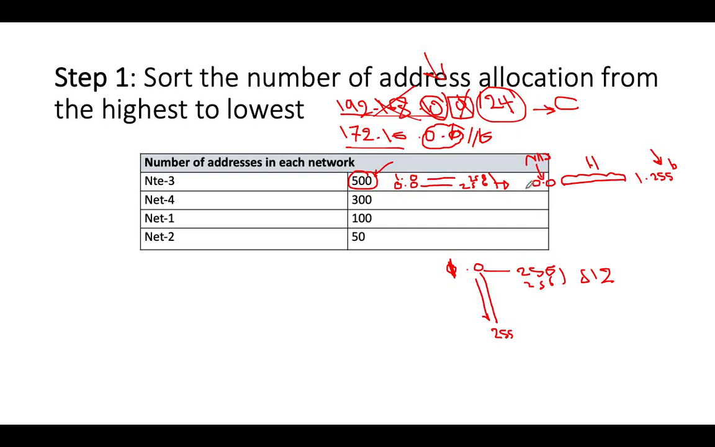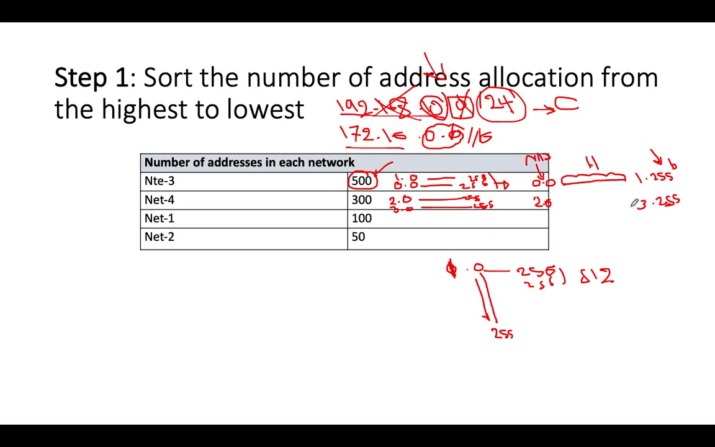Very basic. Where I finish here, I took 0.0 and I took 1.0. What's next? 2.0. 2.0 is gonna give me until 255. Can I fit this 300? No. So what I'm gonna do is take the next one, 3.0. That's it? Yes. So I'm gonna start my network ID here, 2.0, and my broadcast 3.255. This is my broadcast, this is my network ID.